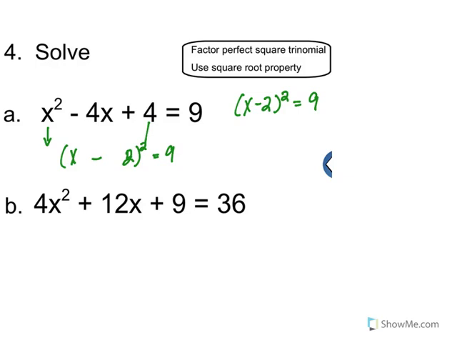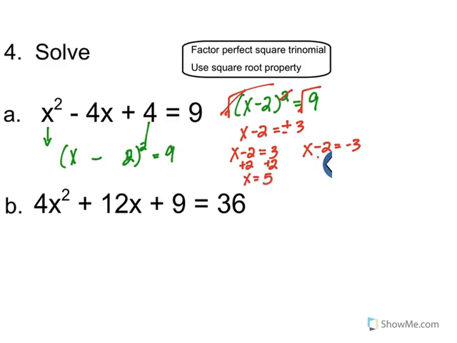Now from this part, we can use the square root property. So on the square root property here, if I took the square root of both sides, that would get rid of the exponent here, so I'd be left with x minus 2. And the square root of 9 we know is plus or minus 3. And so this allows me to solve this equation as x minus 2 equals positive 3, and x minus 2 is equal to negative 3. Add 2 to both sides. x is equal to 5, or x is equal to negative 1. And so my solution here would be negative 1 and 5.